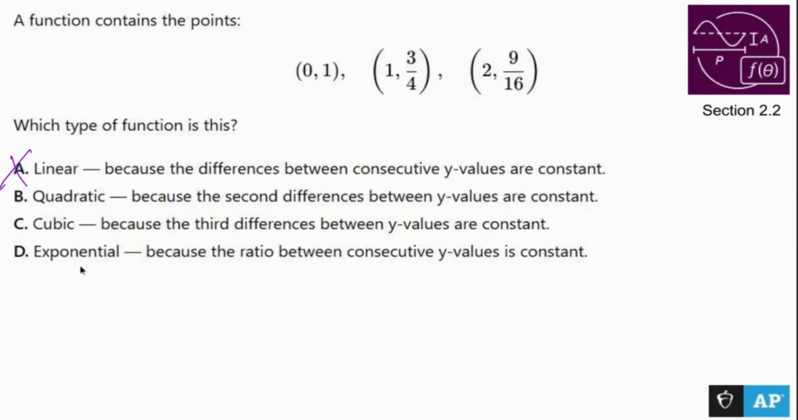No thanks. I'm going to skip to exponential, though, because when it's exponential, you multiply this number to get to that number. So 1 times 3/4 is 3/4, so I have multiplied by 3/4. And if I multiply 3/4 to 3/4, I do get, 3 times 3 is 9, 4 times 4 is 16, I do get 9/16. So since I multiply the y value by the same number both times, this is exponential because the ratio between consecutive y values is constant. Don't really want to do second and third differences. No, I'll stick with that.